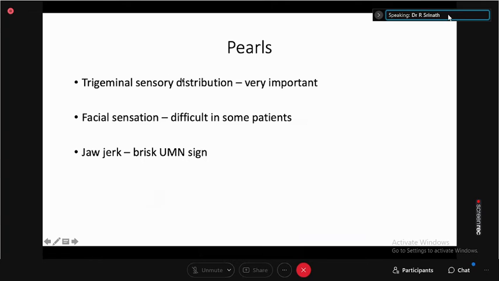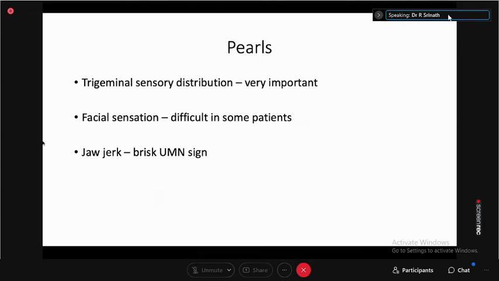So what is important here is knowing the trigeminal sensory distribution, like the involvement of the nose, and which part is supplying the tragus. Clinically, when we test, it is sometimes very difficult to test the sensation in some patients because of the possible sensitivity of various sensations on the face, as well as reasons unique to the patient.